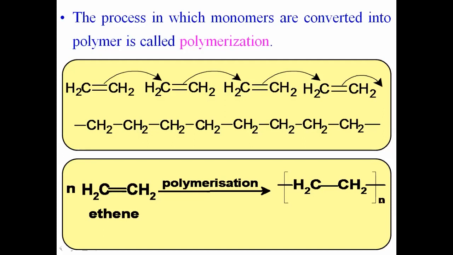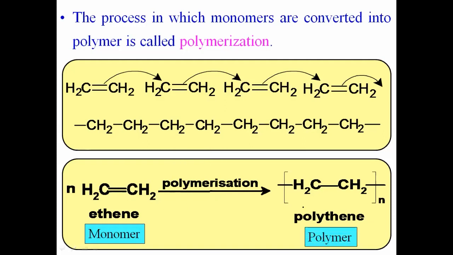That unit is repeated a number of times, and there is a long carbon chain, and that is called polythene. Thus ethylene is the monomer, while polythene is the polymer, and the process of conversion of monomer into polymer is called polymerization.